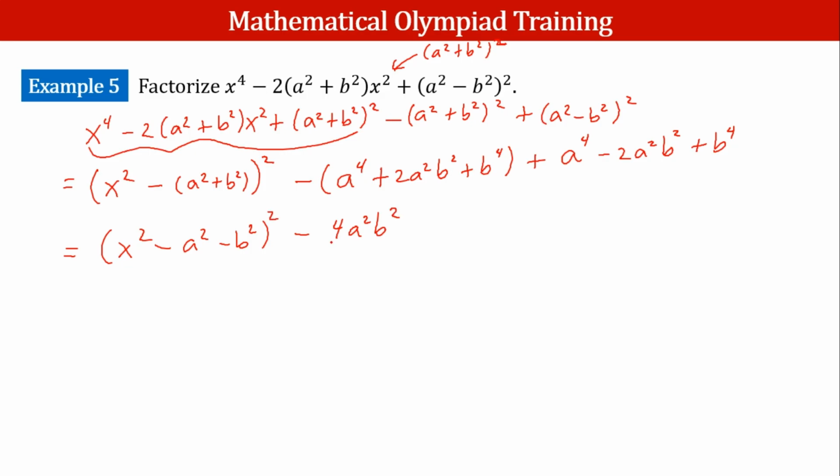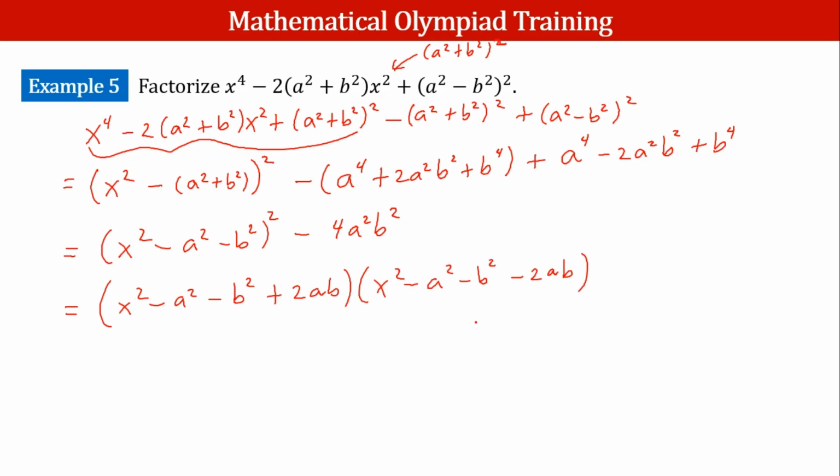And now we have a perfect square, right? So we can again apply the difference of squares formula here. So this is going to be x squared minus a squared minus b squared plus 2ab times x squared minus a squared minus b squared minus 2ab.